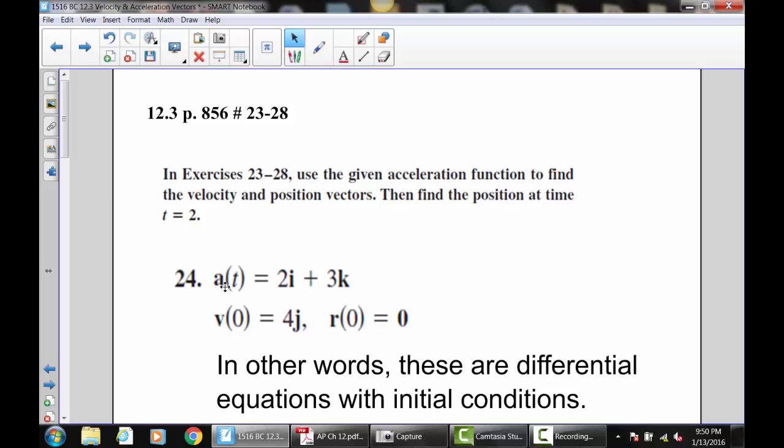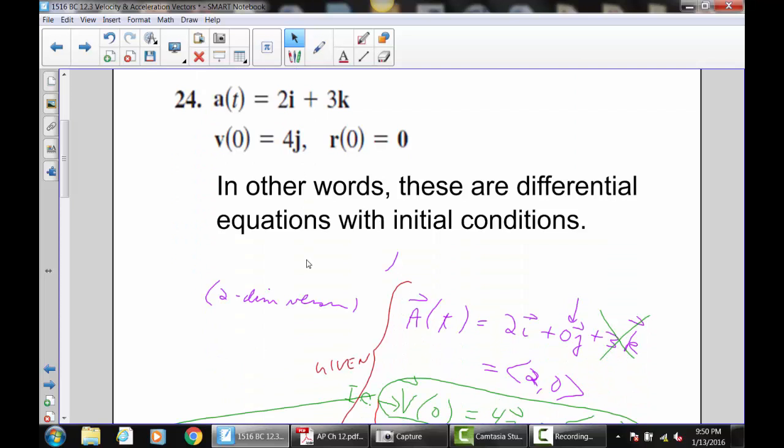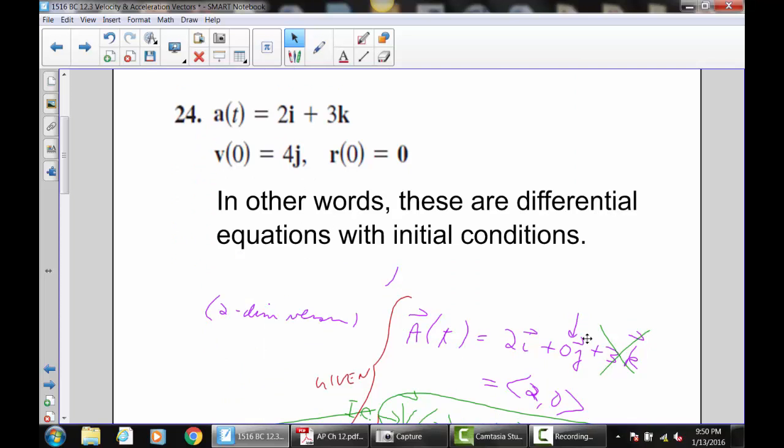So this is stuff that you've seen many times before, because of course a of t is actually the second derivative of the position function. So you're being given the second derivative, and then you're given these two initial conditions, because notice this is v of 0, not v of t, and r of 0. So you're told the velocity when t equals 0 is equal to (0, 4), and the position when t equals 0 is the zero vector (0, 0). Now it is a bit complicated here because we're dealing with this third dimension that we're really not supposed to deal with. So I'm going to pretend, I'm just going to get rid of the k right here, forget that.